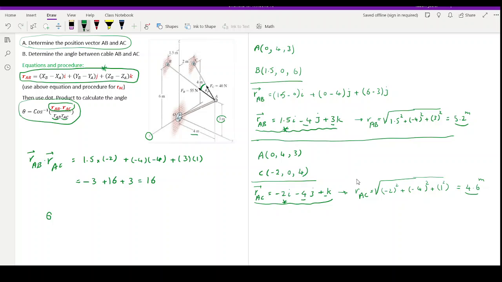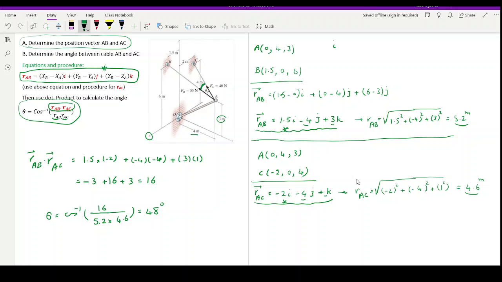Therefore, theta is cosine inverse. So we calculated RAB dot RAC, which is 16, divided by RAB which is 5.2 times 4.6. And if you solve it, it's going to be around 48 degrees. This is theta that we are looking for.